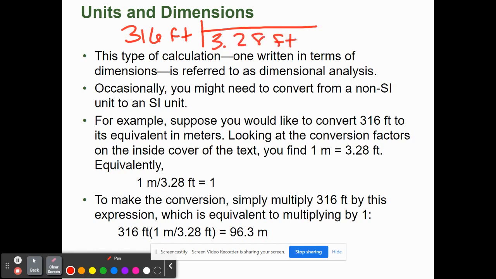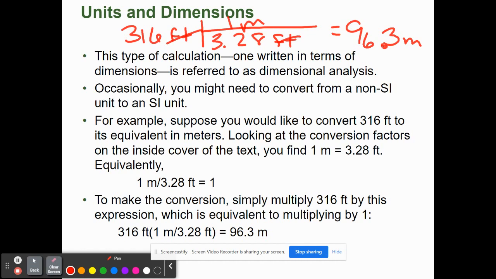3.28 feet over 1 meter. Feet cancel out, so we're just going to take 316 and divide by 3.28. That's all there is to it. So if we have our calculator and we divide that out, we get 96.3 meters.